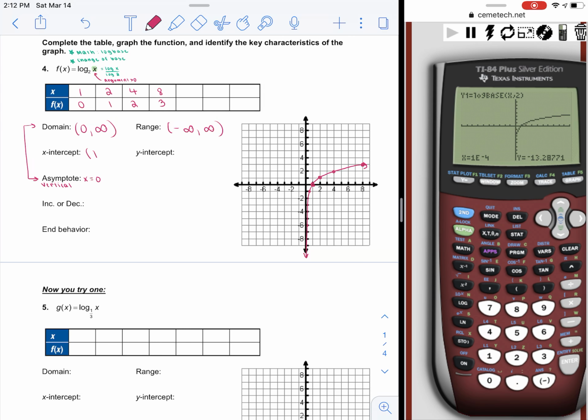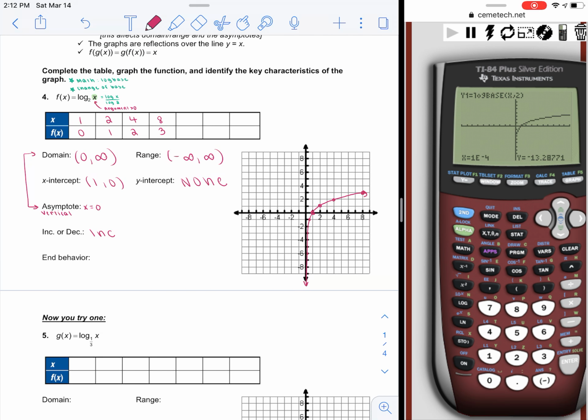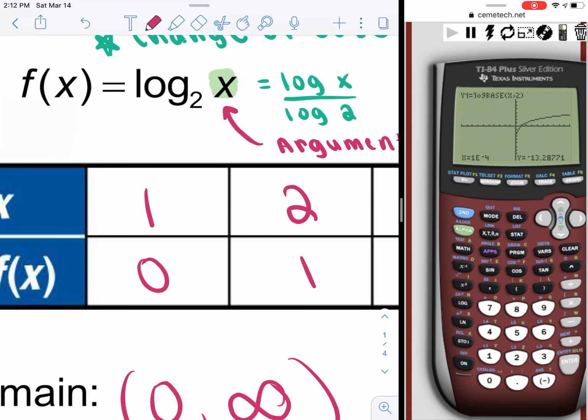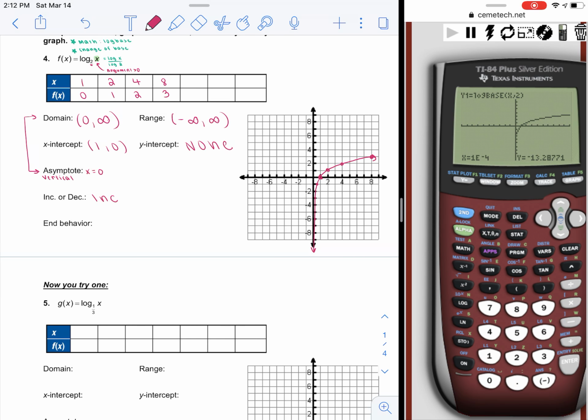Our x-intercept we can see is 1, 0, but notice this time we have no y-intercept because there's a vertical asymptote there. Now, as you look left to right, this is an increasing function. And this is a lot like exponential growth and decay, where if your base number down here is greater than 1, you'll see that the function increases left to right.